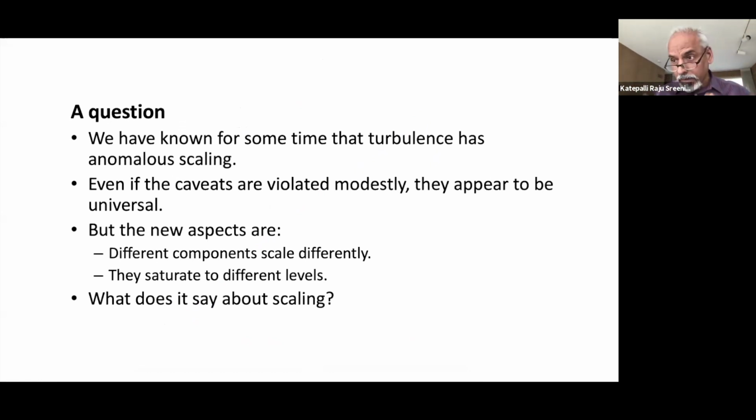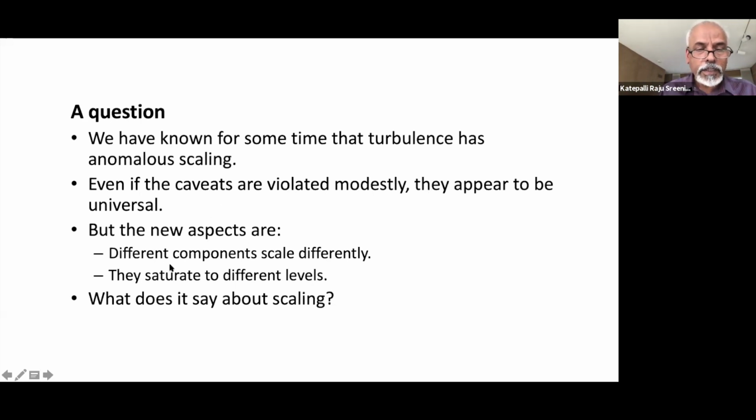This is not new, and over and over, and me particularly, we measured it many times in many different ways, many different flows, and I think that is the case. Even if the caveats associated with it are violated modestly, that is, there is small anisotropy, etc., they appear to be universal. I should put quotation marks around universal, but to the measurable accuracy they are the same. But if you have very strong shear or something like that, then it's a different ballgame. So that's why I said violated modestly, they appear to be universal.